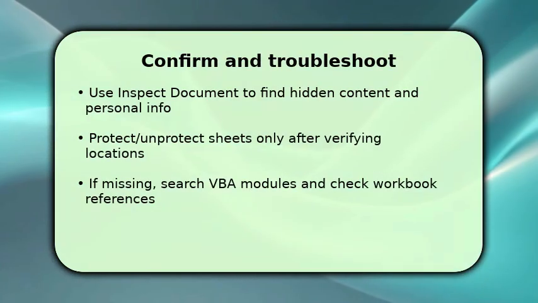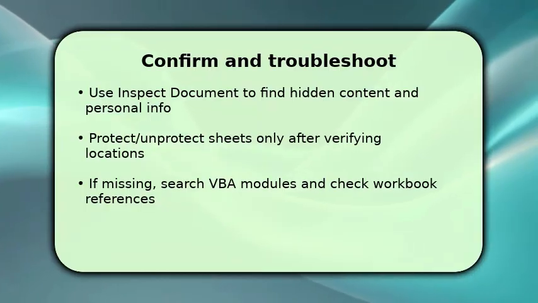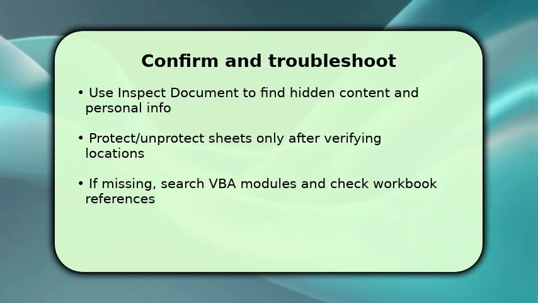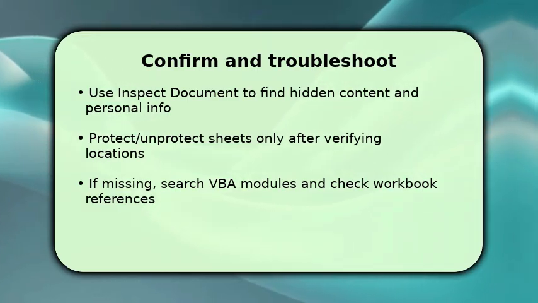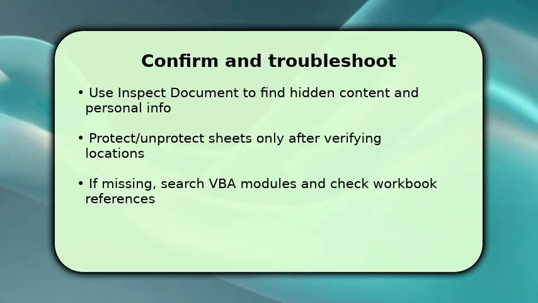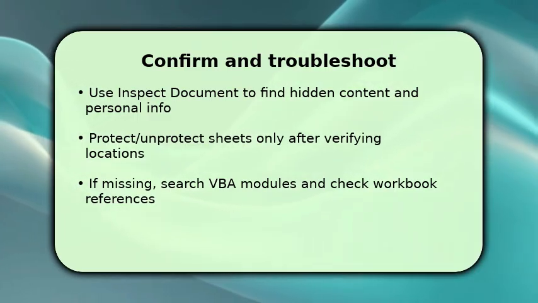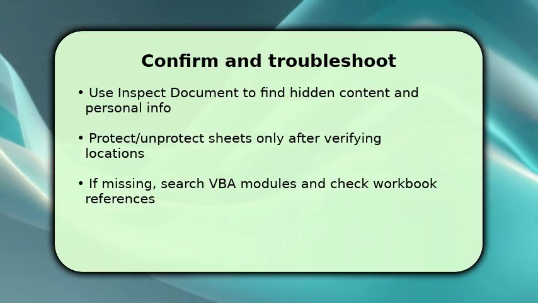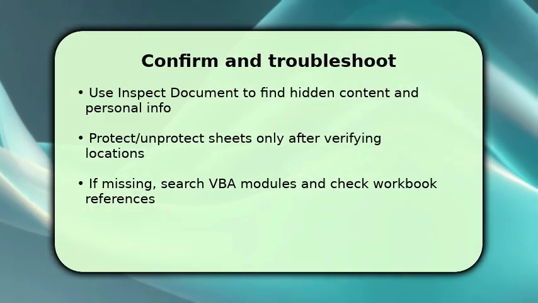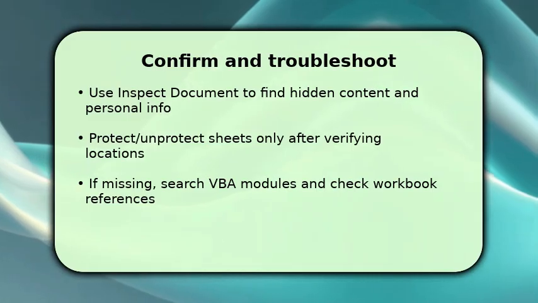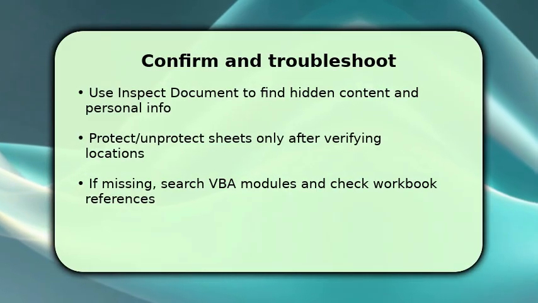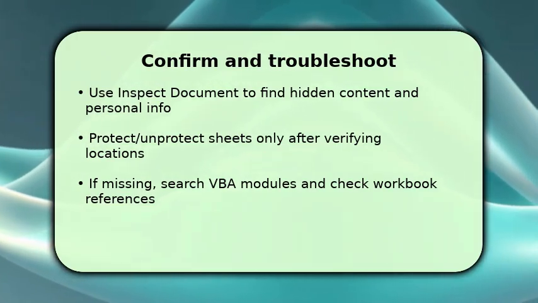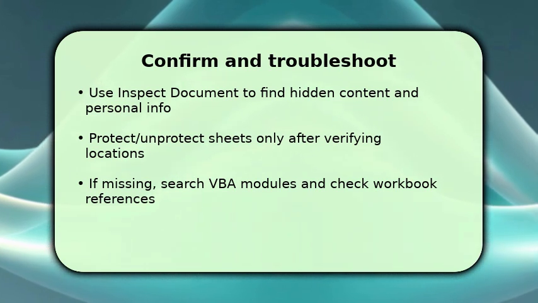Finish by confirming what you found. Run File, Info, Check for Issues, Inspect Document to catch hidden content, comments, or custom XML. If you need to secure content, protect or unprotect sheets only after verifying exact locations so you don't lock needed areas. If a sheet still seems missing, search VBA modules for Worksheets. Add or review references and check Edit Links for broken workbook references. Troubleshooting tip: if data disappears, restore from a recent backup or use version history to recover the sheet quickly.